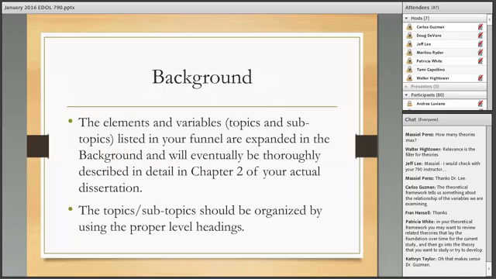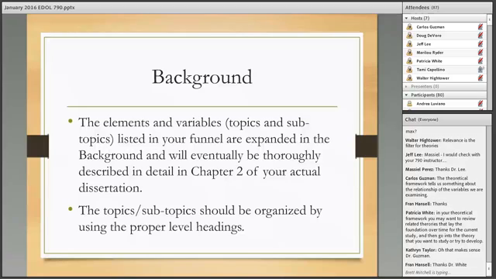For the background, whatever you listed in your funnel is going to be mentioned in your background, but will not be thoroughly described until you actually write your chapter 2.